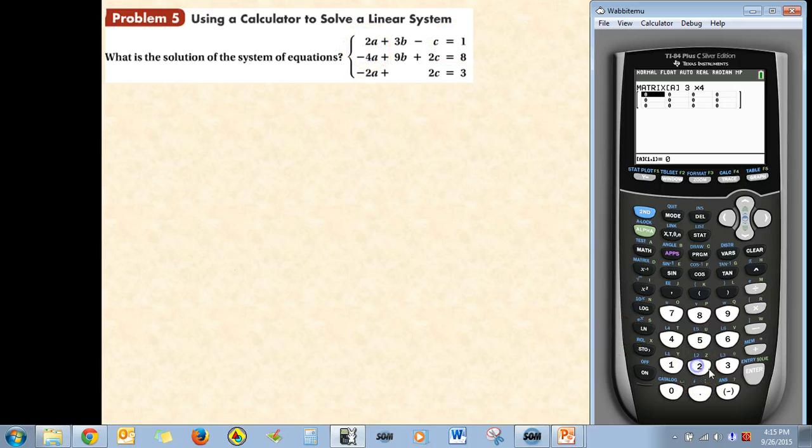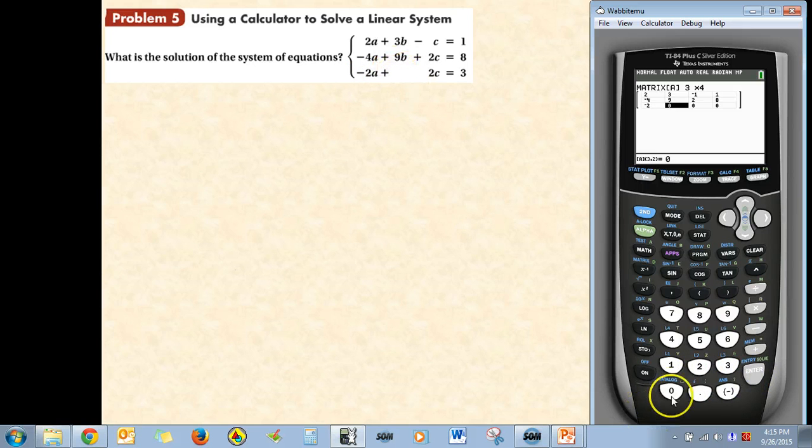So I'm going to go 2, 3, -1. Now make sure you use the negative sign, not the minus sign. -1 and 1. And then I got -4, 9, 2, and 8. So -4, 9, 2, 8.